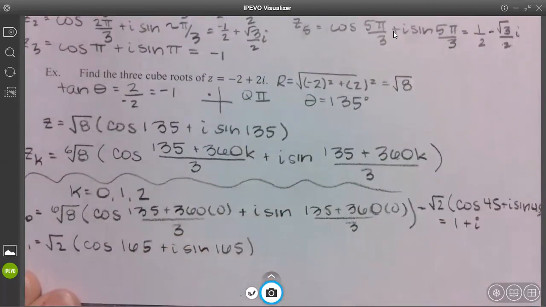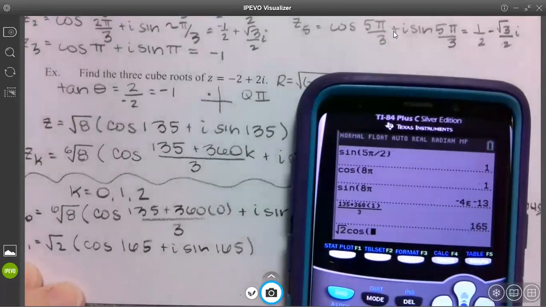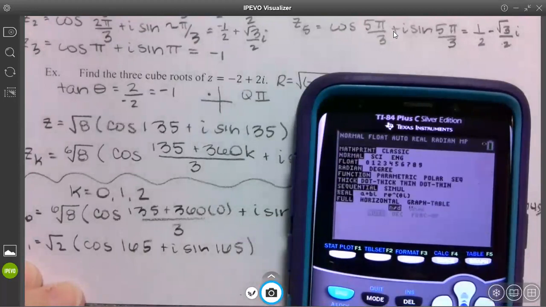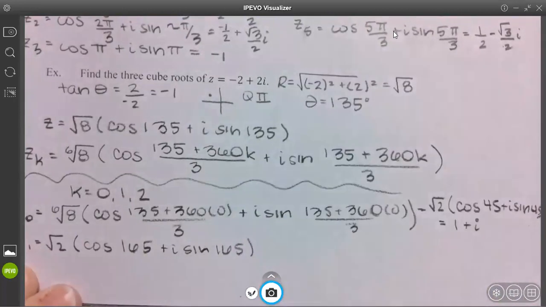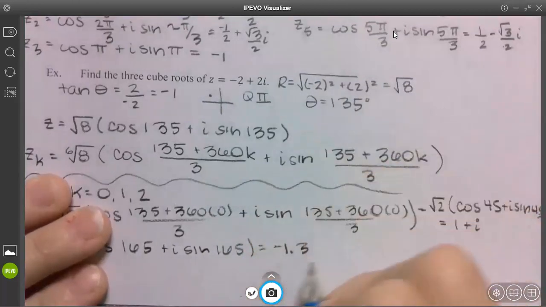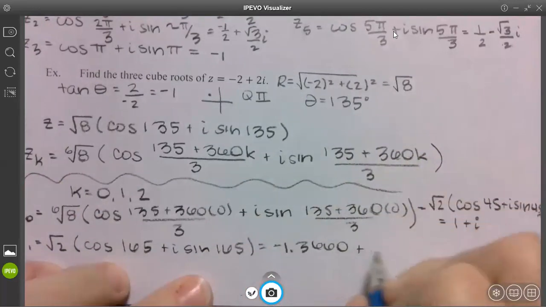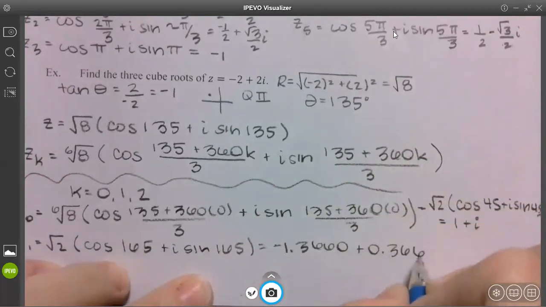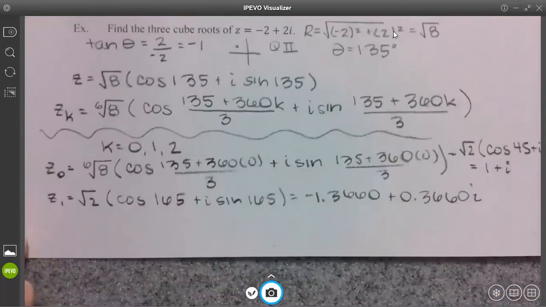When you put it in your calculator, you're going to get some crazy decimals. So square root of 2 times cosine 165. I need to make sure I'm in degree mode. And I get this crazy decimal, negative 1.3660, which is perfectly fine. And then when I do square root of 2 times sine 165, I get a positive 0.3660i. And again, just put it straight in your calculator.